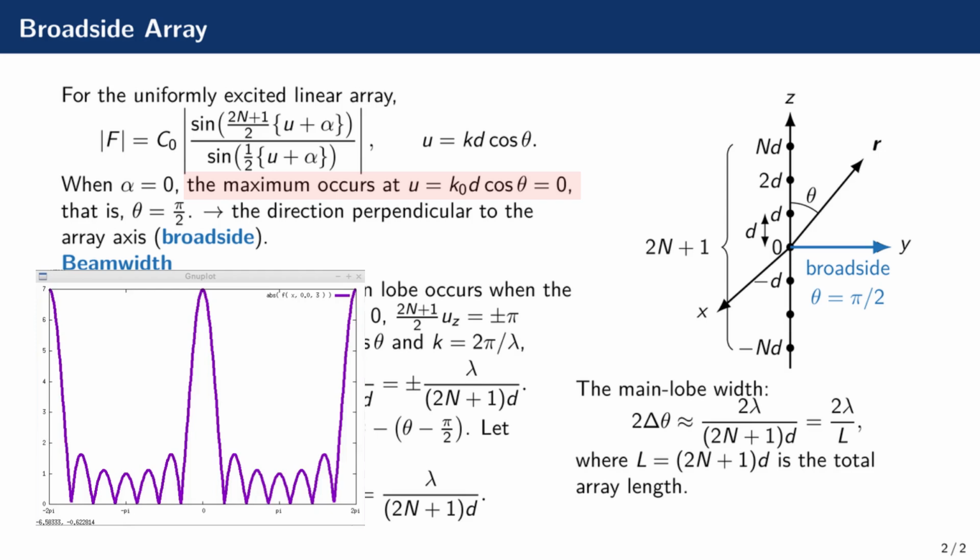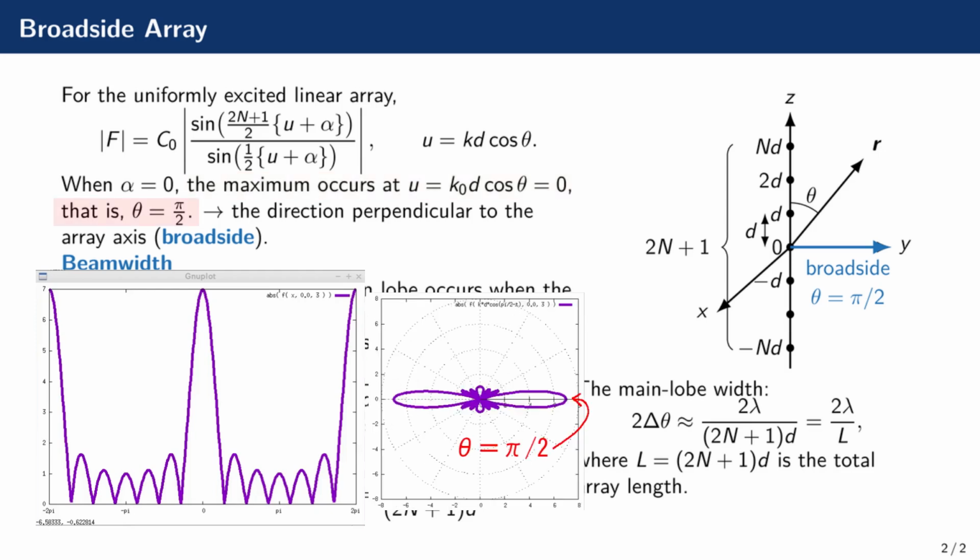Now u is equal to kd cosine theta. So if u is 0, cosine theta must be 0, and therefore theta is equal to pi over 2. Theta equals pi over 2 means the direction perpendicular to the array axis, that is, the direction in the xy plane. So the strongest radiation is emitted in the direction normal to the array. That is why this configuration is called a broadside array. Broadside means the direction perpendicular to the array axis.